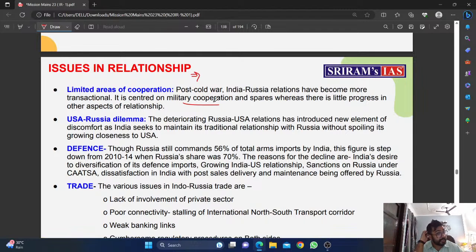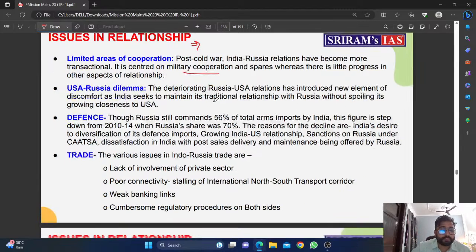So guys, Russia, I believe, is an important topic. The India-Russia relationship is also an important topic when it comes to mains current affairs, because for the last 2 days, a new tussle has started in Russia.